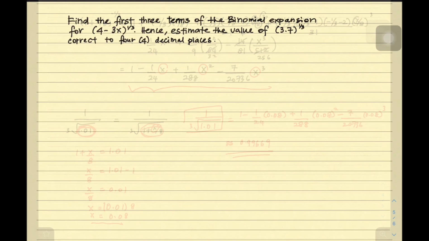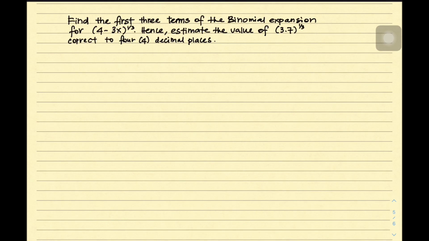Alright. Okay, find the first three terms of the binomial expansion for 4 minus 3x to the power of 1 over 3. Hence, estimate the value of 3.7 to the power of 1 over 3 correct to 4 decimal places. Okay, so the first thing we need to do is we need to expand this function to the first three terms.